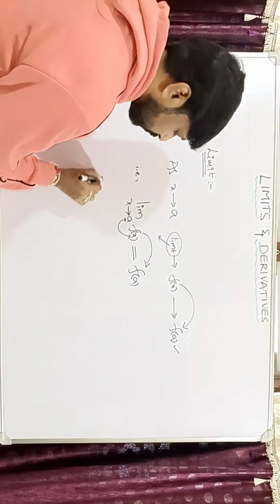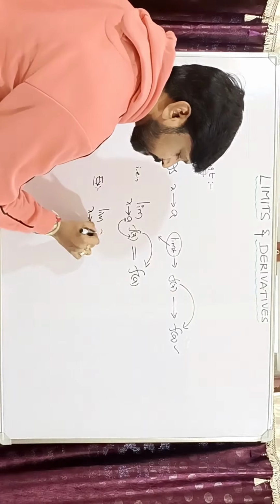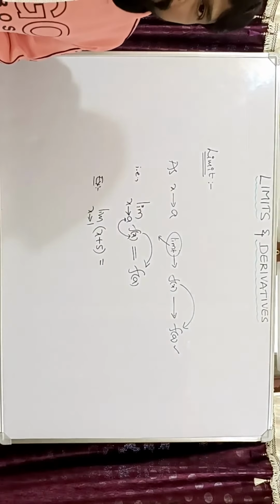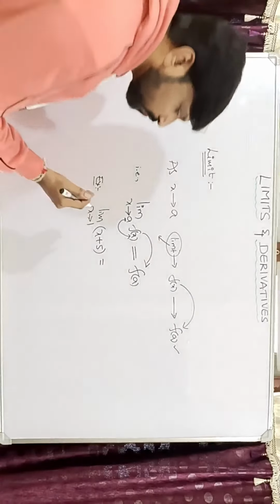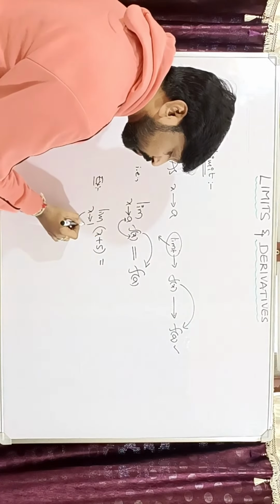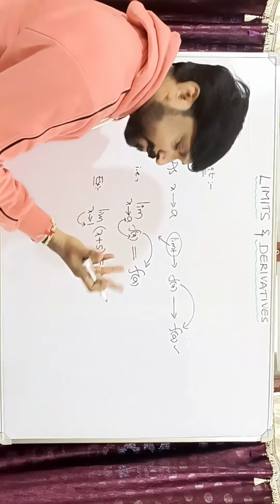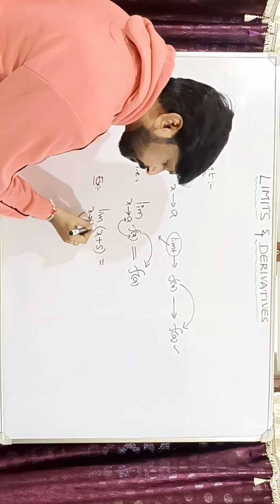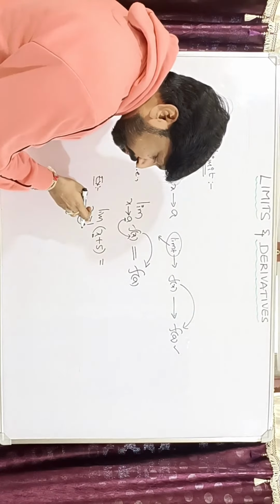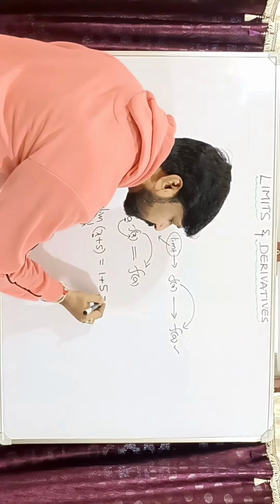For example, limit x tends to 1, x plus 5. What is the meaning of the limit here? As x tends to a means as x tends to 1 here. So as x tends to 1, how will this function f of x change? Just replace x with 1. That is nothing but 1 plus 5 is equal to 6.